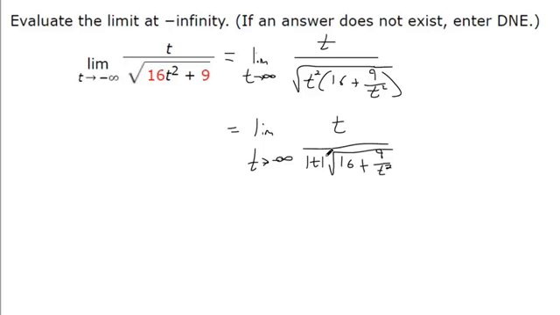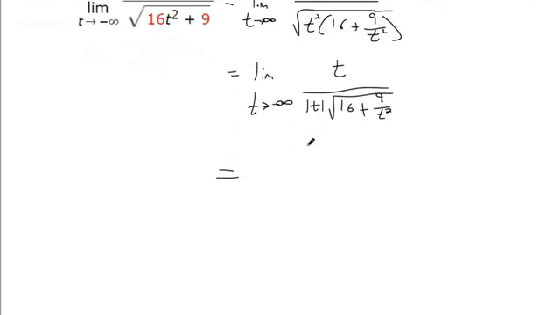One thing we can say is that since this is the absolute value of t, and again, just real quick, we got the absolute value of t because when you factor out the square root of t squared and the square root of 16 plus 9 over t squared, you're square rooting a square number. This is always going to be positive here. But one thing we can say is that we can drop the absolute value sign and just say this whole limit is negative because it's the limit as t approaches negative infinity.